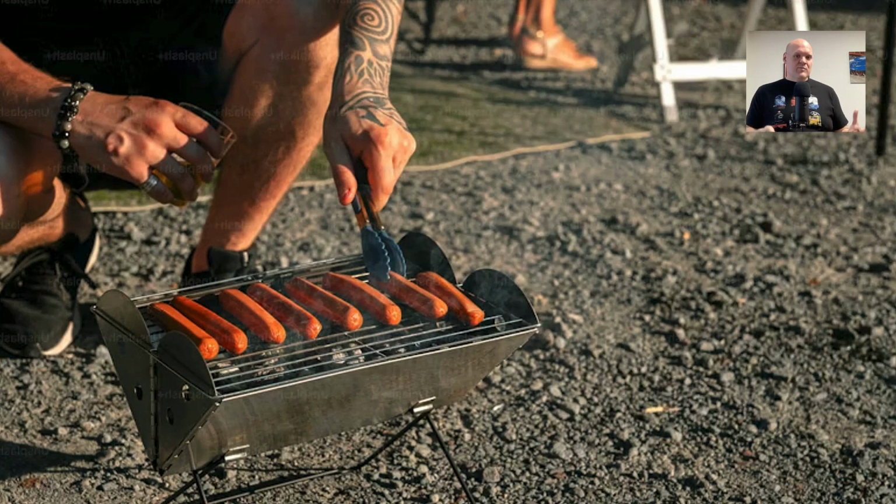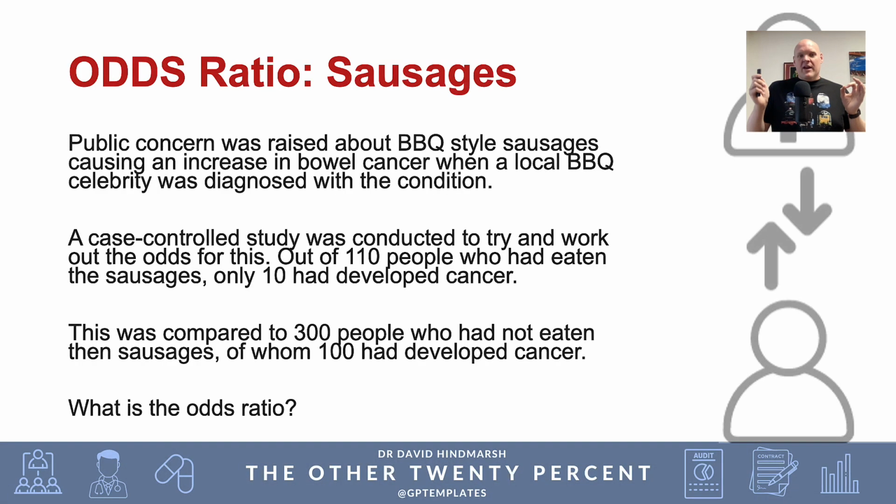So let's use an example based on sausages, because I love sausages. Public concern was raised about barbecue-style sausages causing an increase in bowel cancer when a local barbecue celebrity was diagnosed with the condition. A case control study was conducted to try and work out the odds for this. Out of 110 people who had eaten the sausages, only 10 had developed cancer. So that's showing an exposure rate. This was compared with 300 people who had not eaten the sausages, of whom 100 developed cancer.